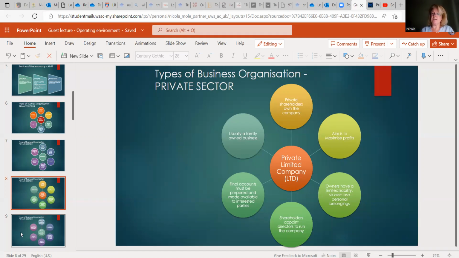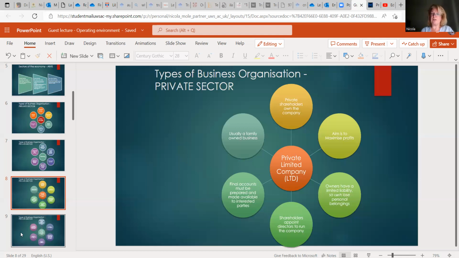The shareholders appoint directors to run the company on their behalf, and the final accounts must be prepared and made available to interested parties, but they don't need to be published on the stock exchange, so there's quite an element of privacy still. Usually a family-owned business.